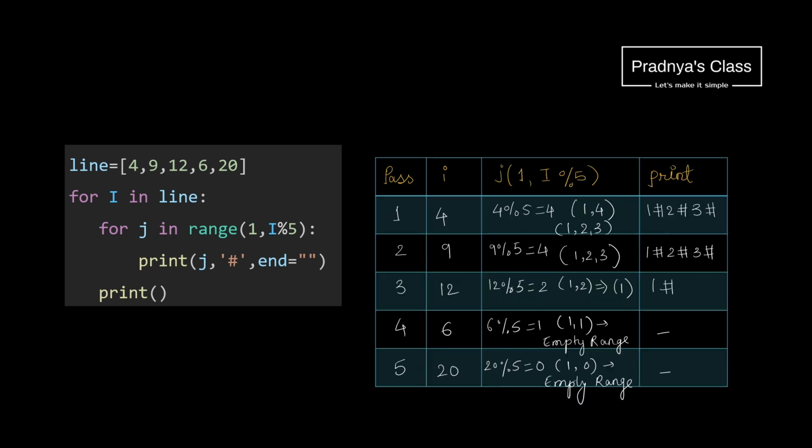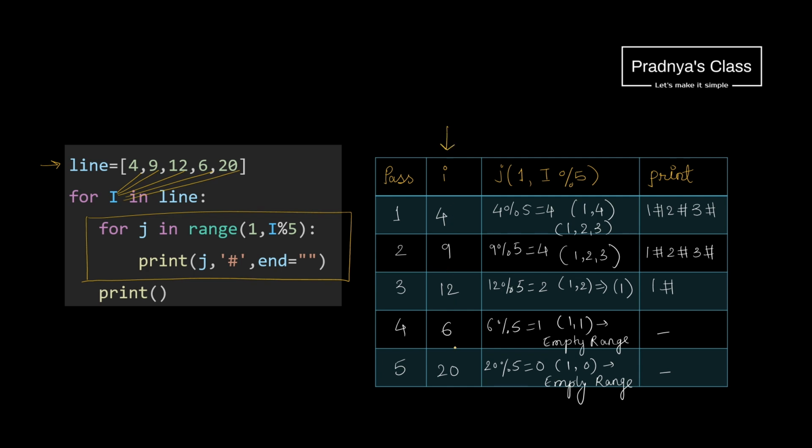Alright, here is the dry run table. Let's check the code. We have one list. Using for loop, we are iterating over the elements of the list. And there is one inner loop. What are the values of i? It is nothing but the individual elements of the list. Hope you are clear with the values of i.